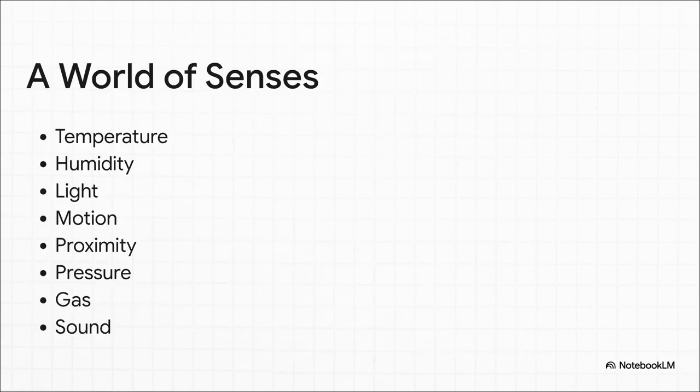And it's not just one type of sense, right? The variety here is just incredible. We're talking about way more than just temperature. These things can sense motion in a room, they can sense how bright or dark it is, the pressure in a tire, heck, even specific gases in the air. Each one of these sensors gives the device a different piece of the puzzle about what's going on around it.